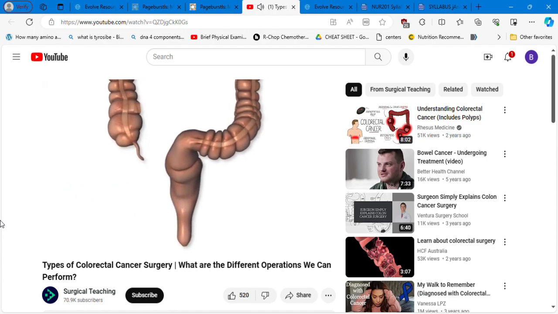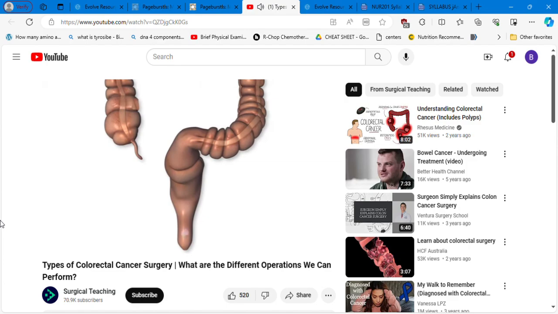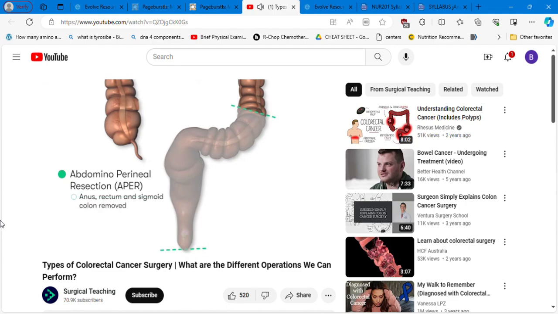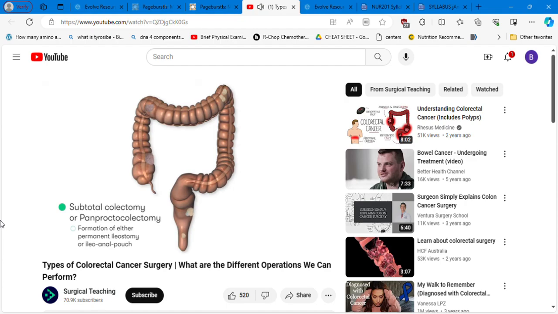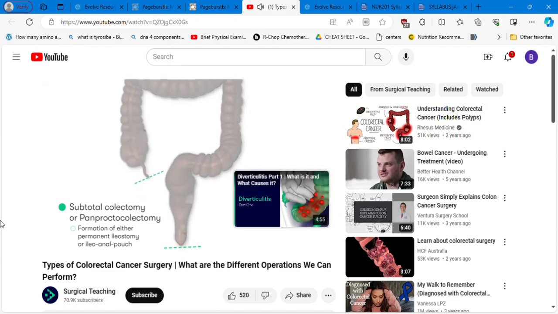In those patients who have an extremely low or distal rectal cancer, or who have an anal cancer, we'd perform an abdominal perineal resection, or APR, in which we'd remove the anus, the rectum, and the sigmoid colon, and we would then create a permanent colostomy, as well as suture close the perineum. In those patients who have multiple or synchronous tumours, which is found to be the case in approximately 3 to 9% of cases, then we carry out a more extensive resection of the large bowel by performing either a subtotal colectomy or a pan-proctocolectomy.